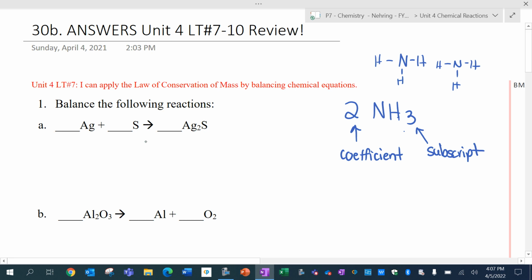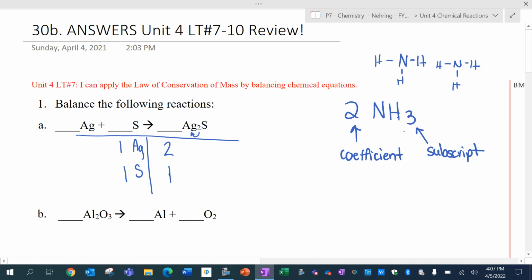My process for balancing equations is I make a little T-chart, and I look at what elements are involved in my reaction. So this reaction involves silver and sulfur. On the left, if I see no coefficients and no subscripts, that just means there's just one of that atom. So sulfur and silver are both just one. Over here on the right, notice I have a subscript, so that tells me there are 2 silver atoms on the right, and sulfur does not have a subscript, so it's just 1.